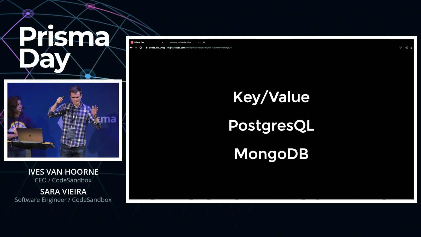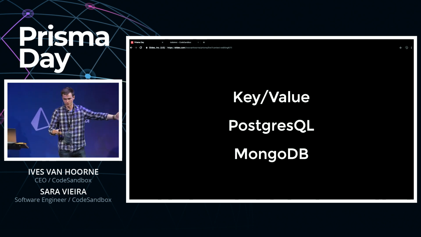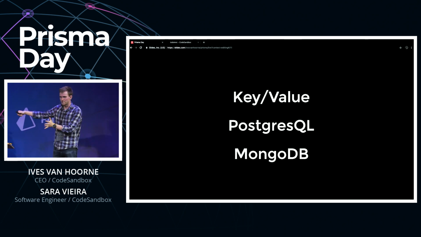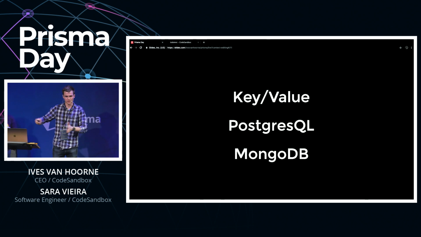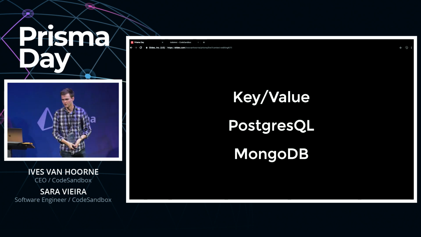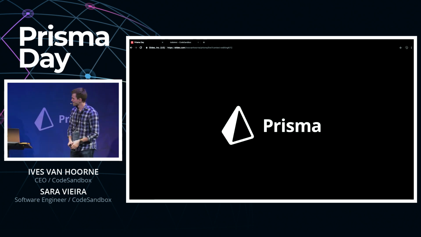But that's one part of the story. That's the infrastructure part of the story. Connecting with the database and querying the database, all those things, is another thing that needs to be quick and intuitive. So that's where Prisma comes in.